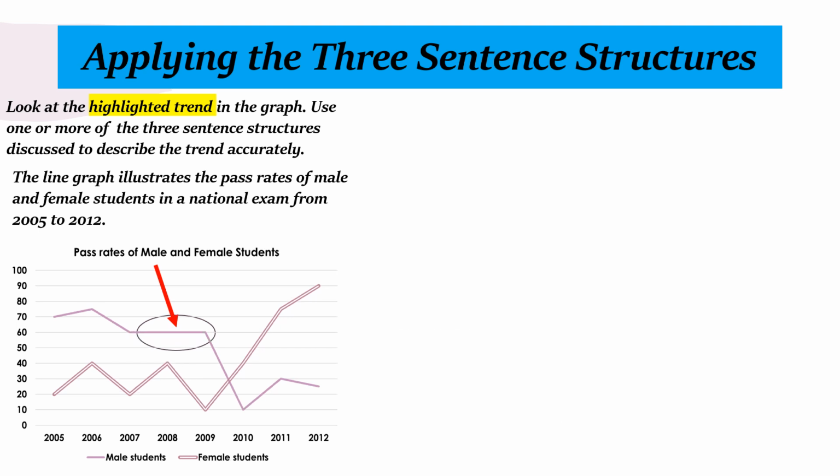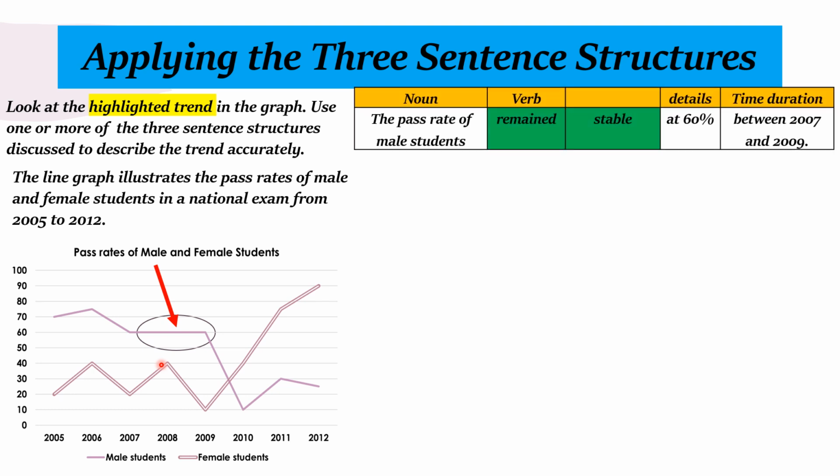Now let's analyze the trend in male students' pass rates between 2007 and 2009. Unlike an increase or decrease, this trend shows a consistent pass rate of 60% throughout these years. Here are 3 model sentences demonstrating how we can describe this trend using different structures. The first sentence can be: the pass rate of male students remained stable at 60% between 2007 and 2009.